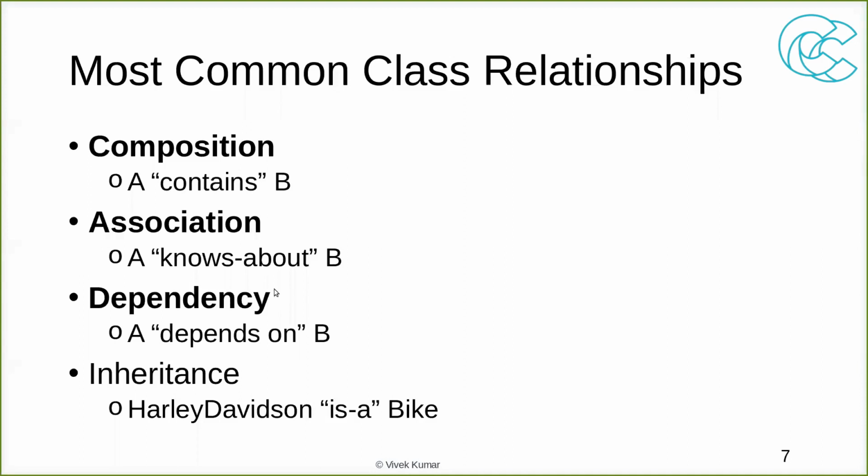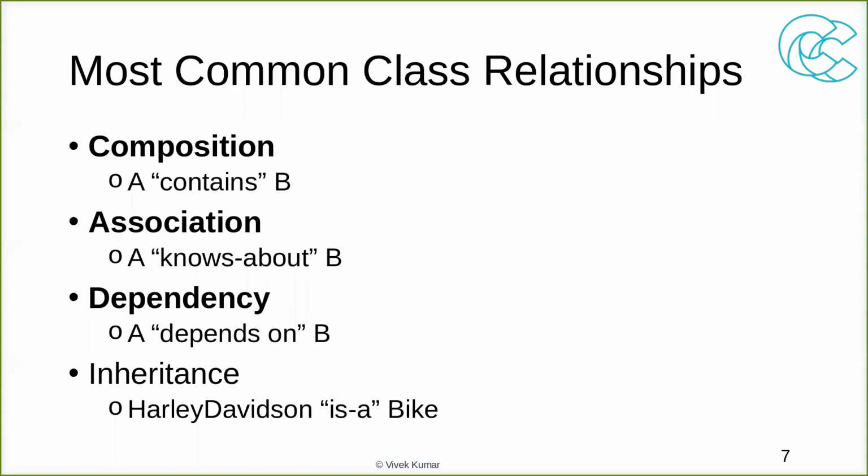Okay, so we'll go over one by one. So one is the composition. So this indicates the part of. Let's say you want to say that engine is a part of a car or an automobile in general. So if engine is a part of automobile, then there is this contains or composition type of relationship, right?